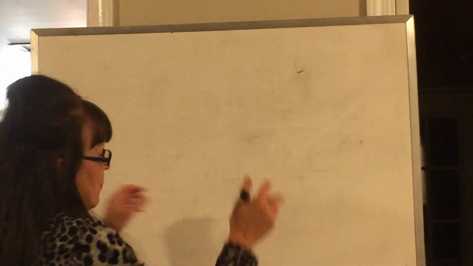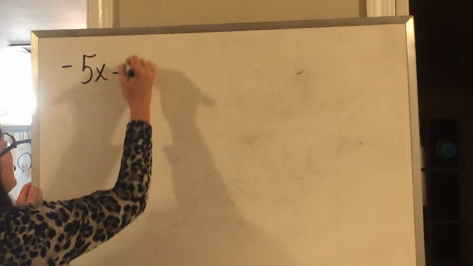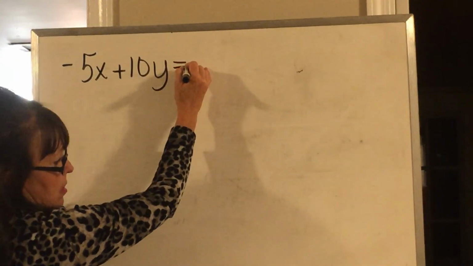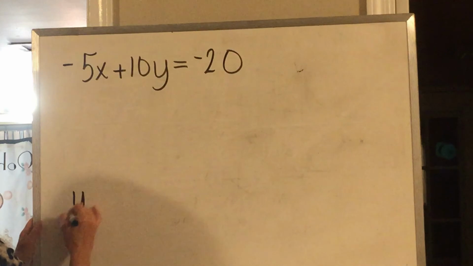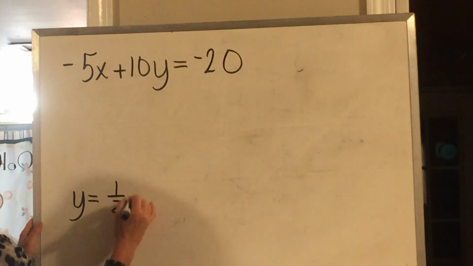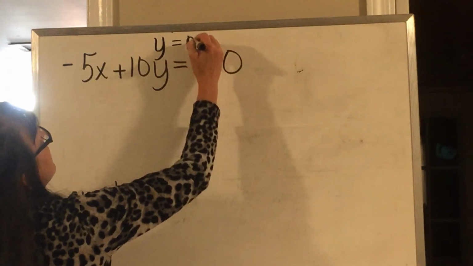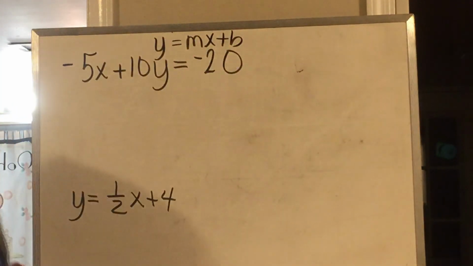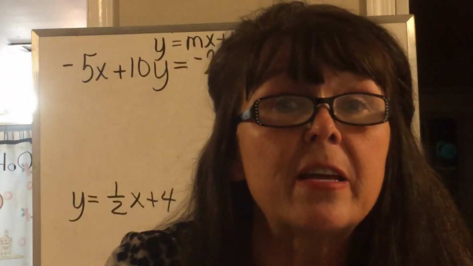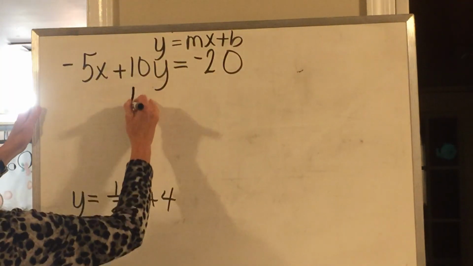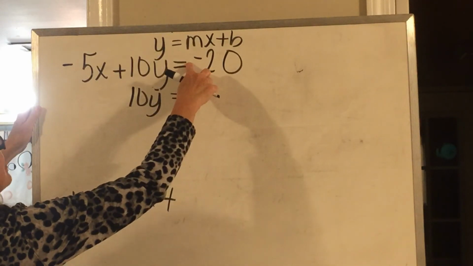Okay, so example 2 is like this. Negative 5x plus 10y equal negative 20. And then your other one is y equal 1/2 x plus 4. Okay, so again, you need slope-intercept, and that is called slope-intercept, and it just tells you what your problem needs to look like before you start graphing it. So here we go. Keep my y. My x is in the wrong position. It's supposed to be right there.